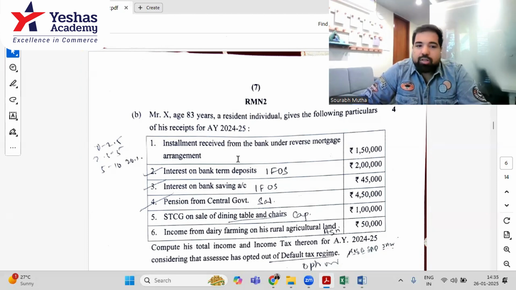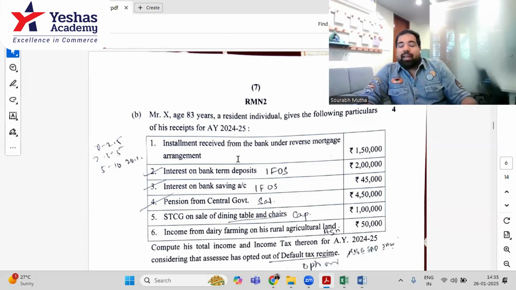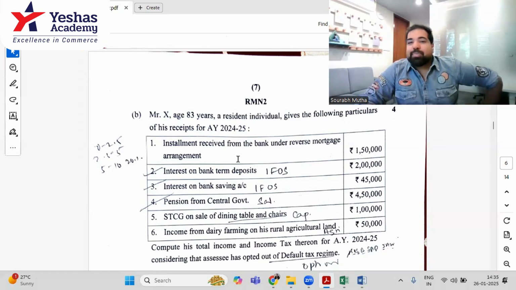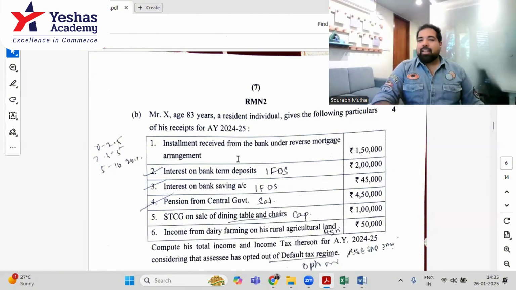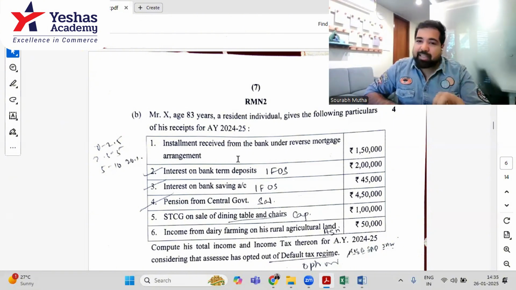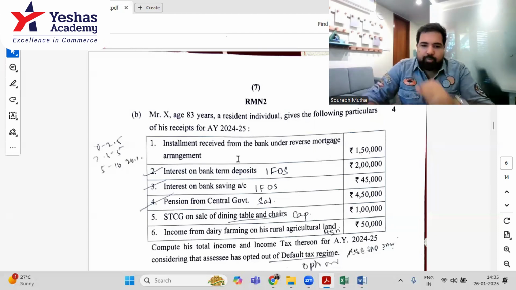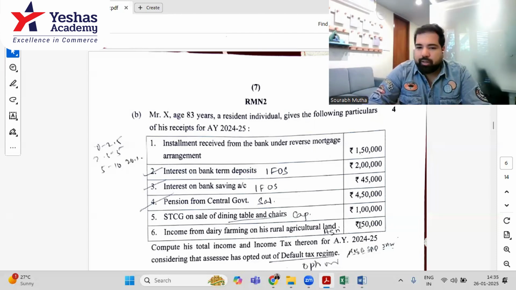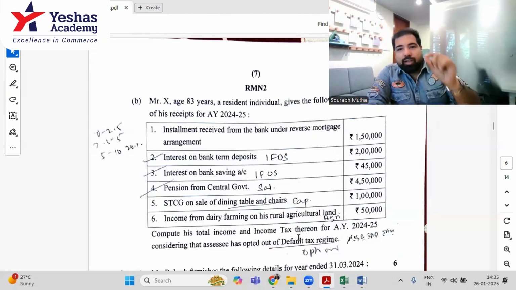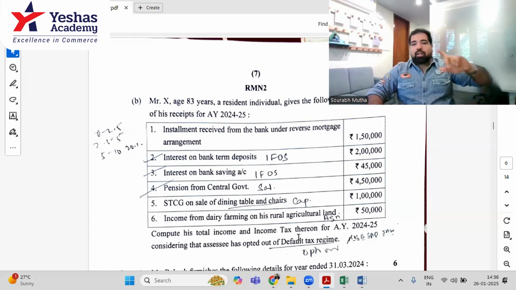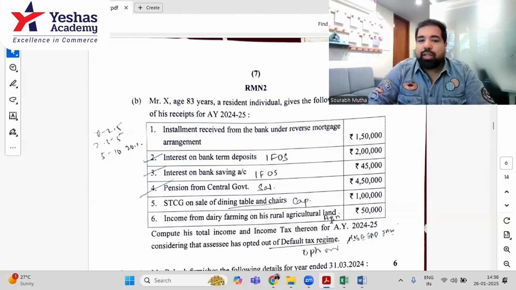You'll get a standard deduction there. STCG on sale of dining tables and chairs. As personal assets, there is no capital gain, and hence this is not taxable. Remember, asset is anything except personal movable asset. And income from dairy farming, this is taxable under IFOS. Remember, dairy farming is taxable. The only culture we like is agriculture. All the shortcuts of mine we had discussed in class. So dairy farming is taxable.